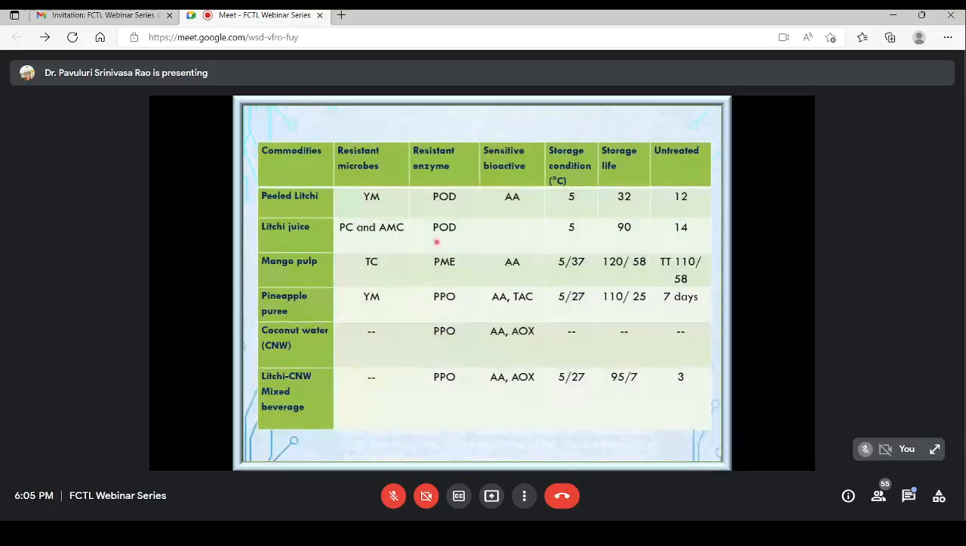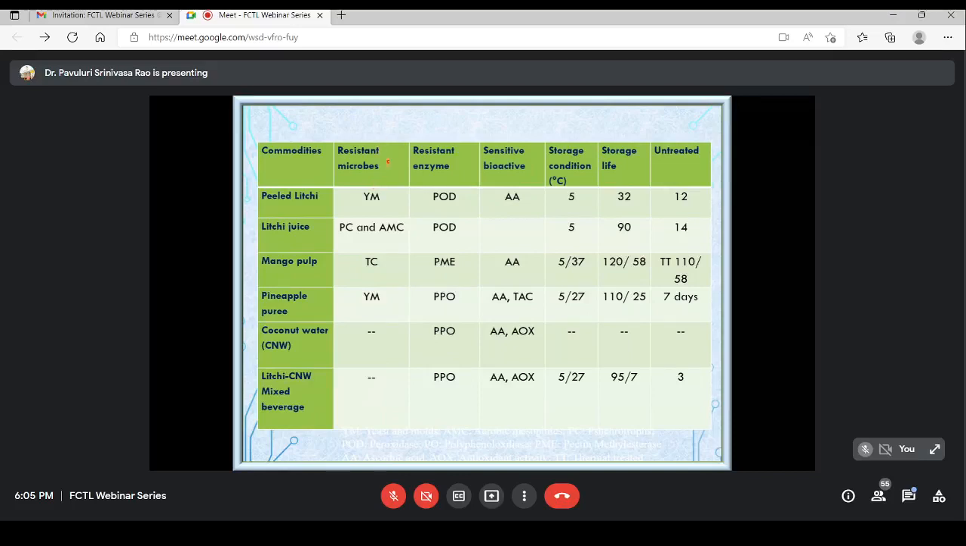You can see it has been compared here. These are the different commodities which we studied. The resistant microorganism was also different in different cases. Although we know yeast and mold are the least resistant and could probably be inactivated very easily, in the case of litchi, yeast and mold proved to be the most resistant microbe.